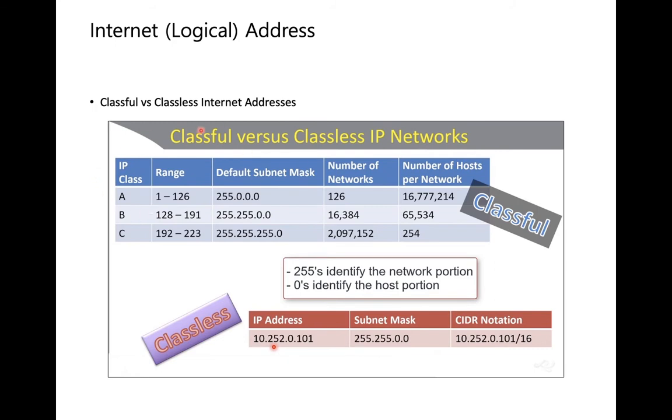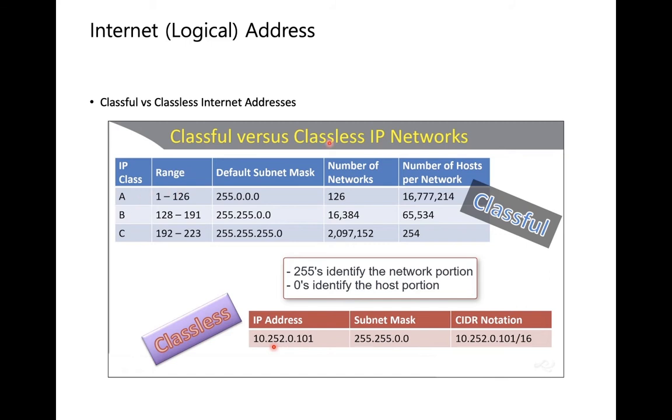So here we can see there are two types: classless versus classful IP networks. And the classful are classified further into A, B, C, and then D and E. But since D and E are for specific purposes, they are not so important. The most important are A, B, and C IP addresses. And I already showed you what kind of IP addresses they are. And the number of networks also alters with the class of the IP.